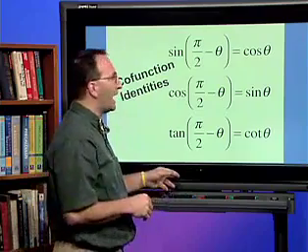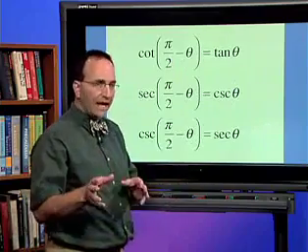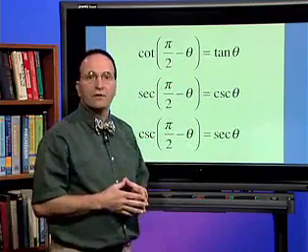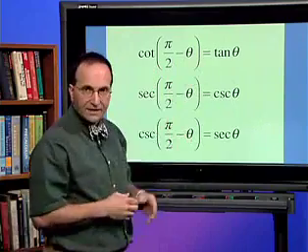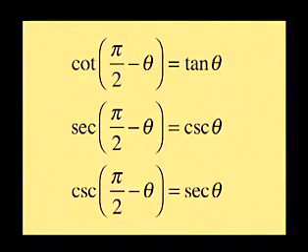Then we also have the next set, which is the cotangent of pi over 2 minus theta is equal to tangent theta. We have the secant of pi over 2 minus theta is equal to cosecant theta. And then we have cosecant of pi over 2 minus theta is equal to secant of theta.